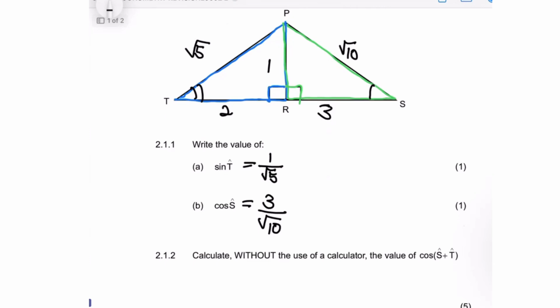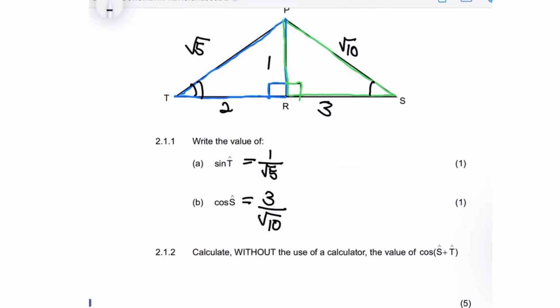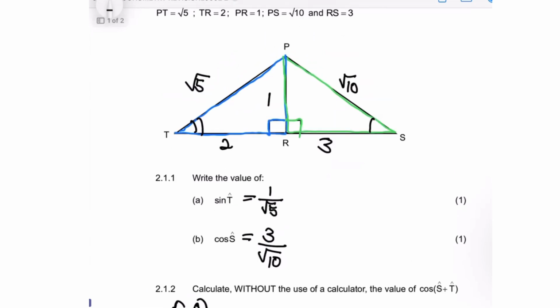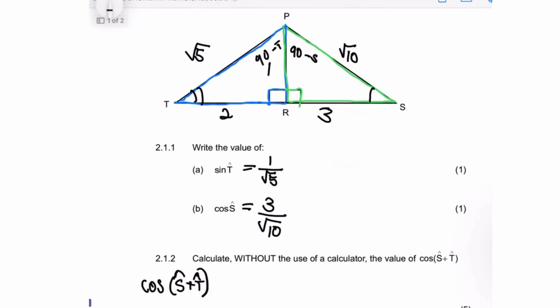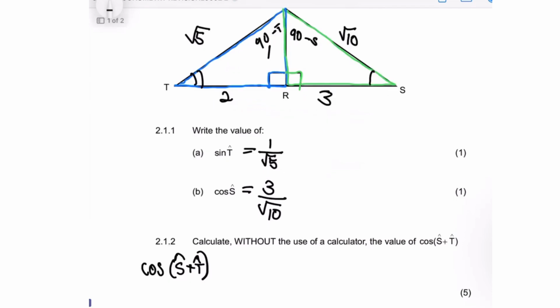Now the next question says, calculate without the use of a calculator the value of cos of (s plus t). Now what we see here is if we find the third angle in each triangle, this will be 90 minus t, and this is also 90 minus s, angles in a triangle. So what you see is that you don't have s plus t, right?